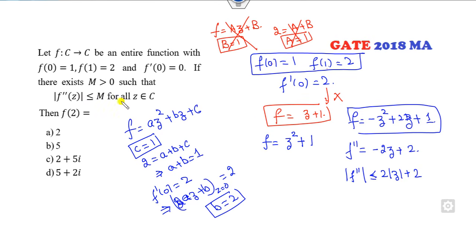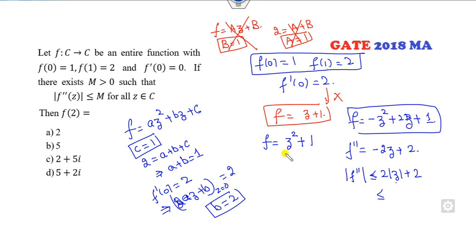What is that? It is not. Can you find this for all z in C? How can you find the value of z? Can you say this number is less than this? How can you say that? You are unable to find it here because the domain of z is not given.